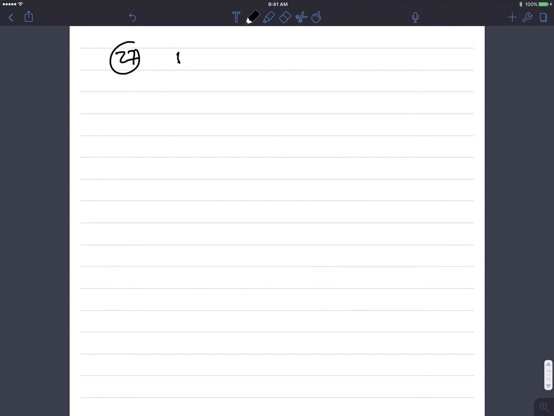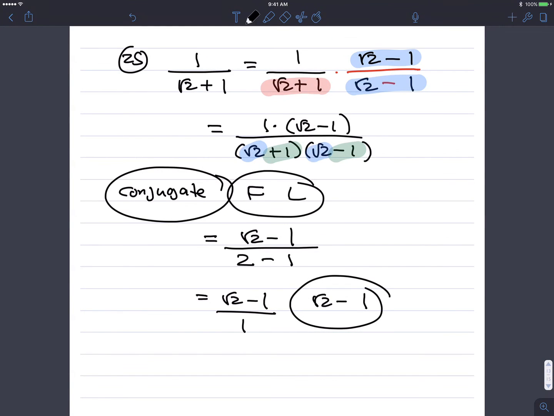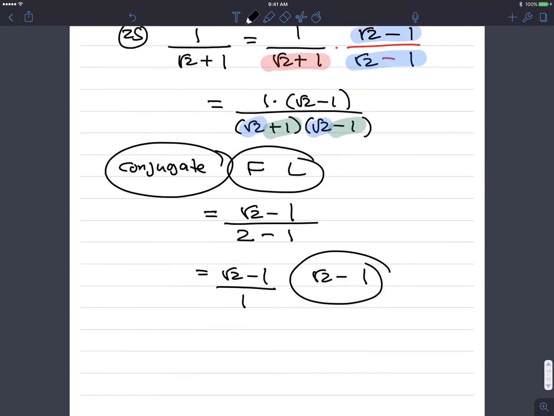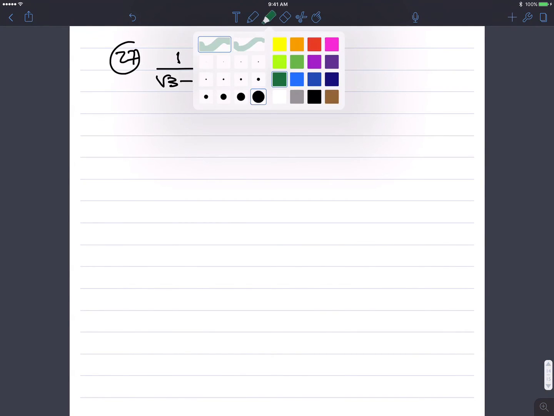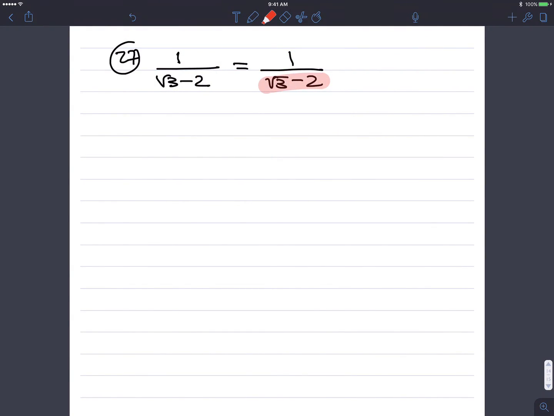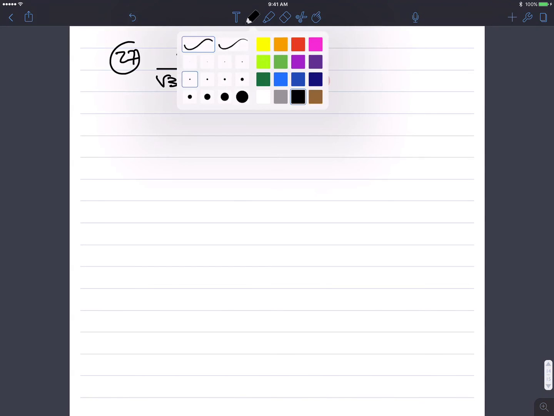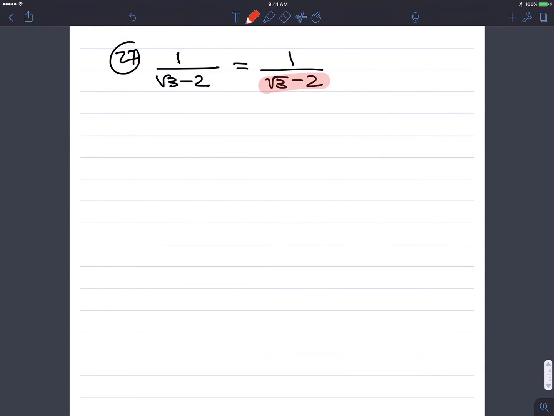(27) 1 over the square root of 3 minus 2. Again, we're going to do what we did up here. This is a difference of two terms. We're going to multiply by the conjugate. Square root of 3 plus the square root of 2.